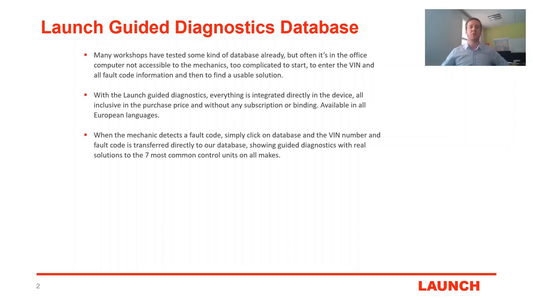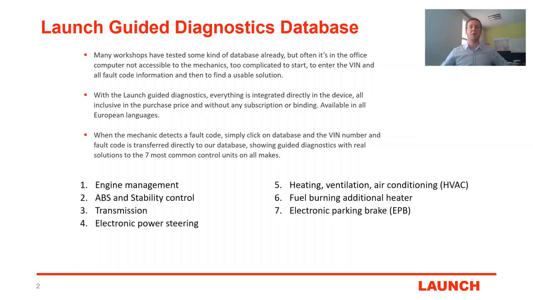These 7 control units, or ECUs, are the following. It's the engine management, the ABS and stability control management, transmission, the power steering function, heating or air condition, the additional heater function, and also the electronic parking brake. This we will now show you live in the system.